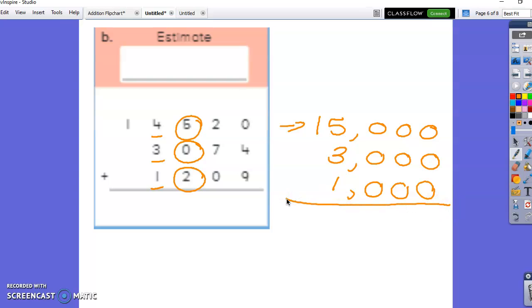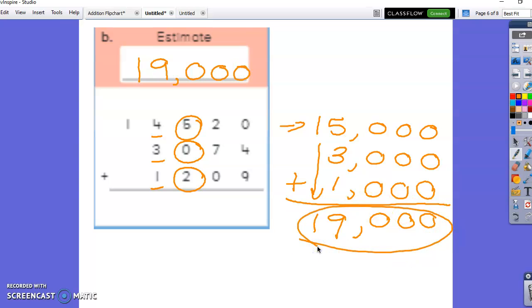Put your equal sign for your vertical addition. Put your plus sign there. Now, when you add these up, your zeros always are zeros. Zeros across. And then you have 5 plus 3 plus 1. 5 plus 3 is 8 plus 1 is 9. And then I bring down my 1 all the way down for 19,000. So your estimated sum of these three numbers is 19,000. You can circle it here. That is your estimated sum.